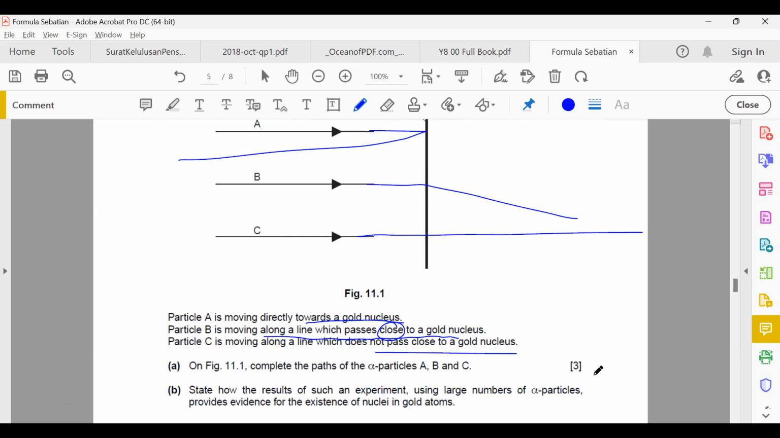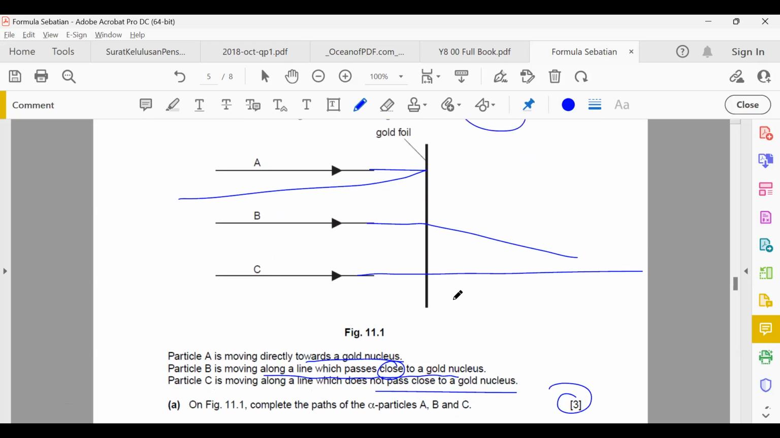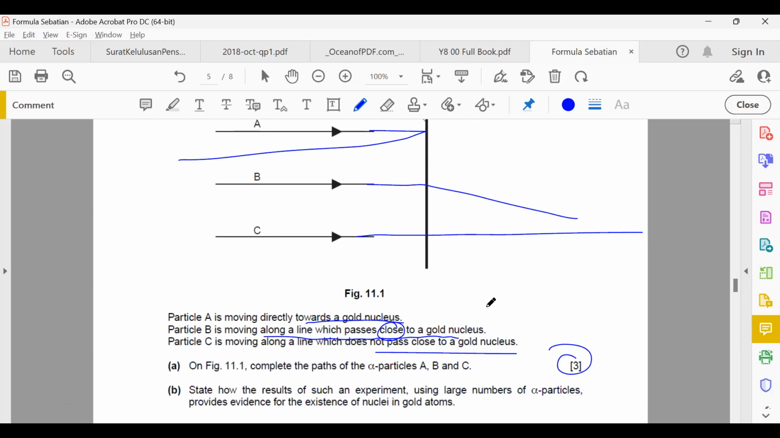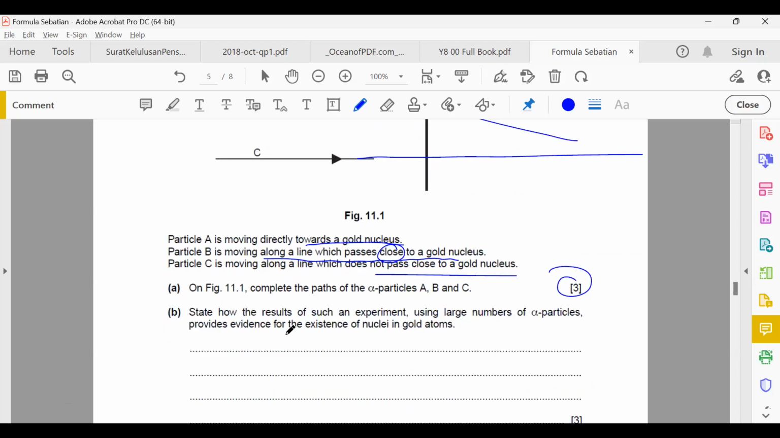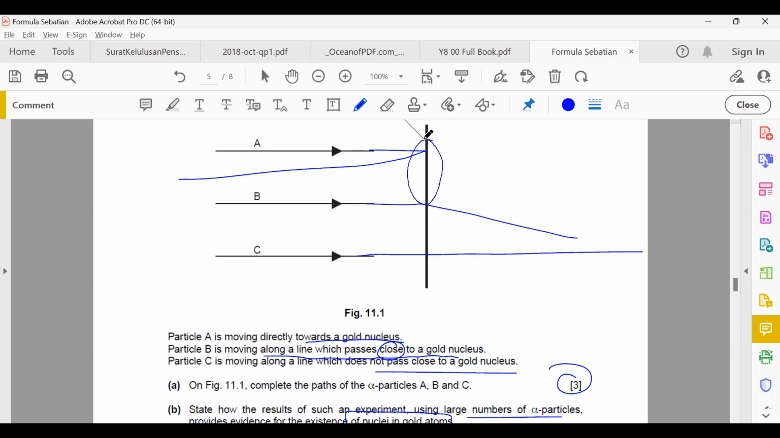From here, once again, they ask you to draw your diagram, which is 3 marks worth. Literally, just remembering the video itself, you can get at least 3 marks from these kinds of questions. Right? And state how the results of such an experiment using a large number of alpha particles provide evidence for the existence of a nucleus in the gold atom. Nuclei is just a single nucleus, right? So which ones prove the atom has a nucleus? Obviously it's these 2 here, right?